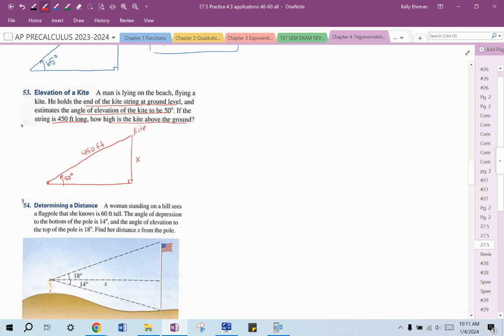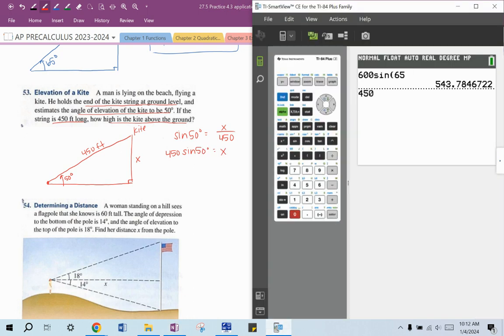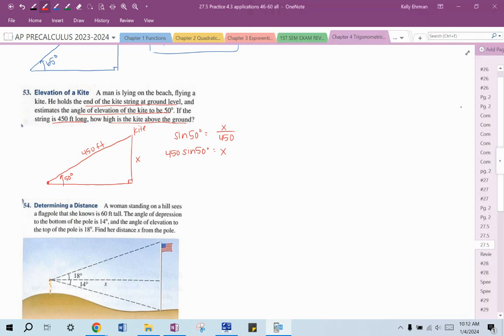All right, so opposite hypotenuse, we are using sine again. The sine of 50 degrees is equal to X over 450. Multiply 450 over to the left side, and type this into the calculator. 344.719 rounds up to 720. So 344.720 measured in feet, approximate value for X.